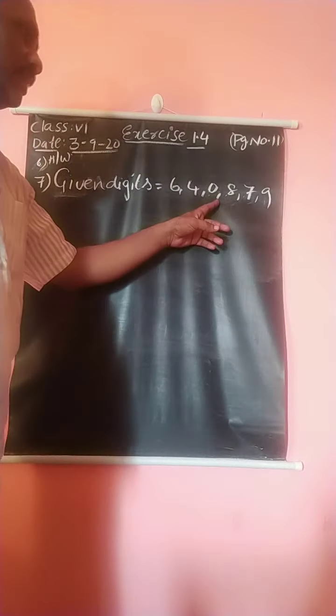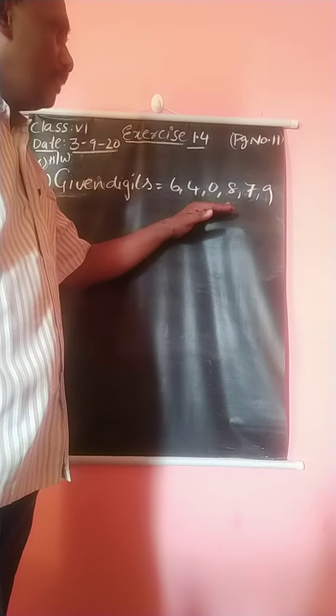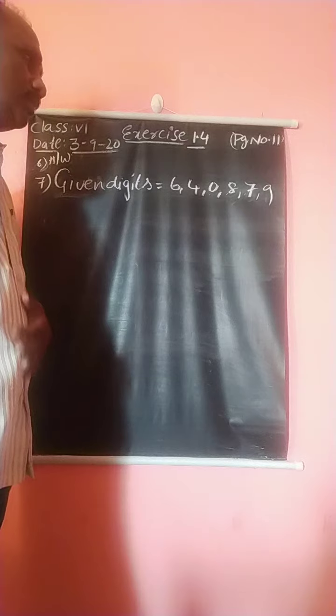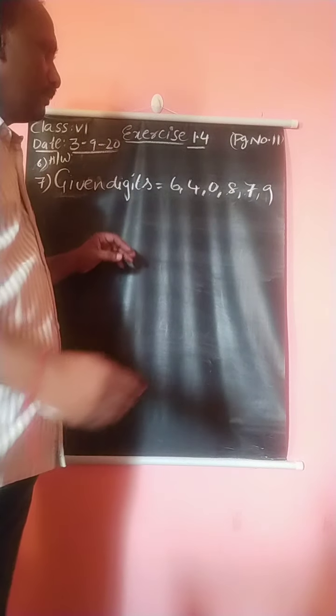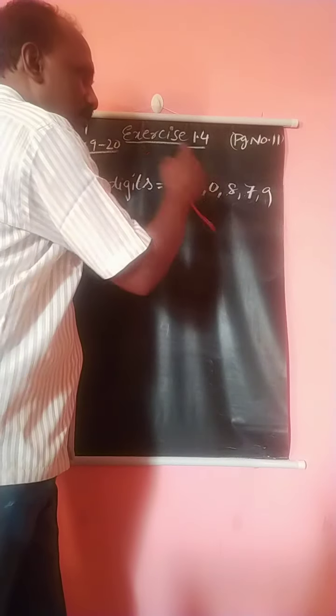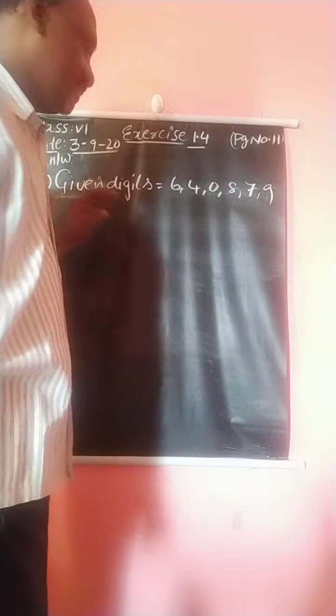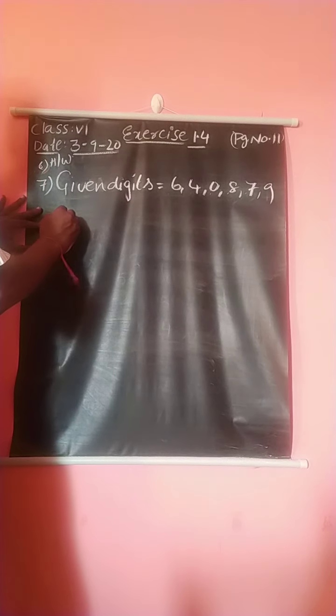By using all the digits, 6 digits, you can write the greatest number and smallest number. And again, we can add those two numbers and subtract those two numbers, they are asking. Once again, they are given the 6 digit numbers. We want to write, by using the 6 digit number, greatest number and smallest number. First, greatest number.